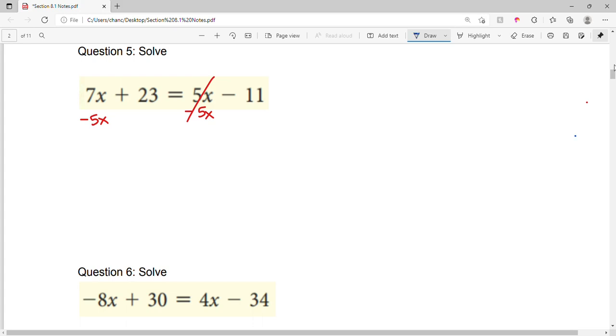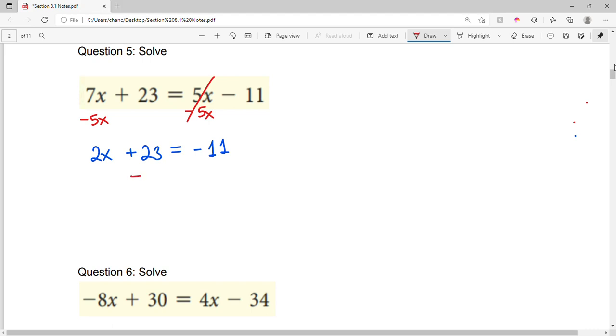7x minus 5x, that's a positive 2x. We'll bring down the 23. The equal sign, again, has to line up from top to bottom. The 5x and the negative 5x, that cancels out. We just have a negative 11 on the right. Notice again, the x is going to be isolated, so I have to get rid of the 23 first.